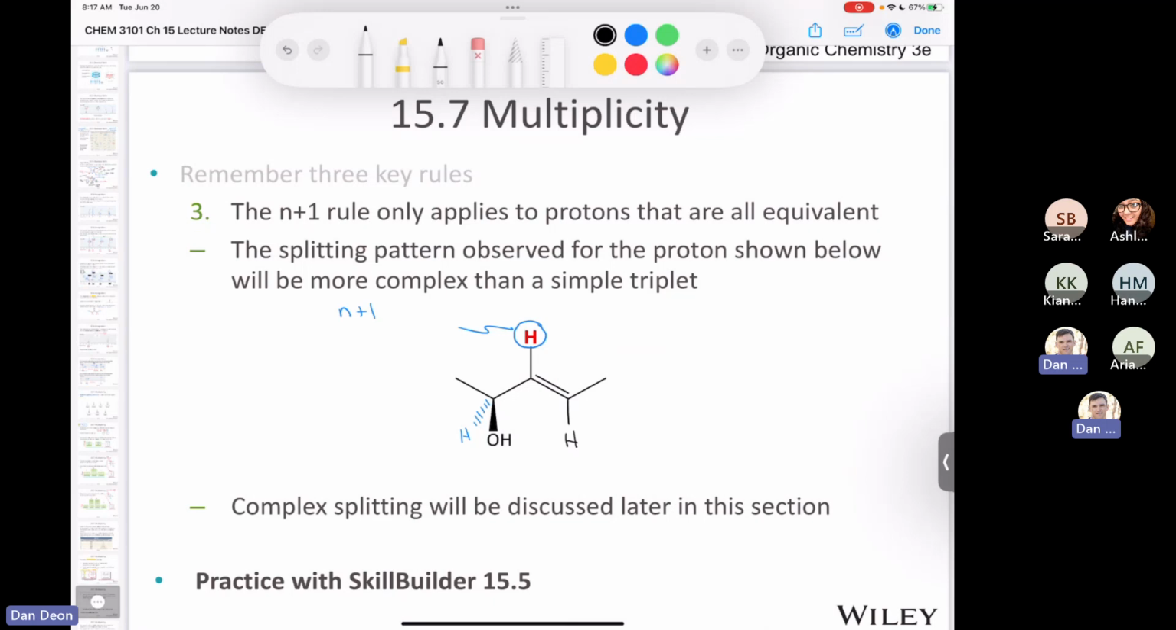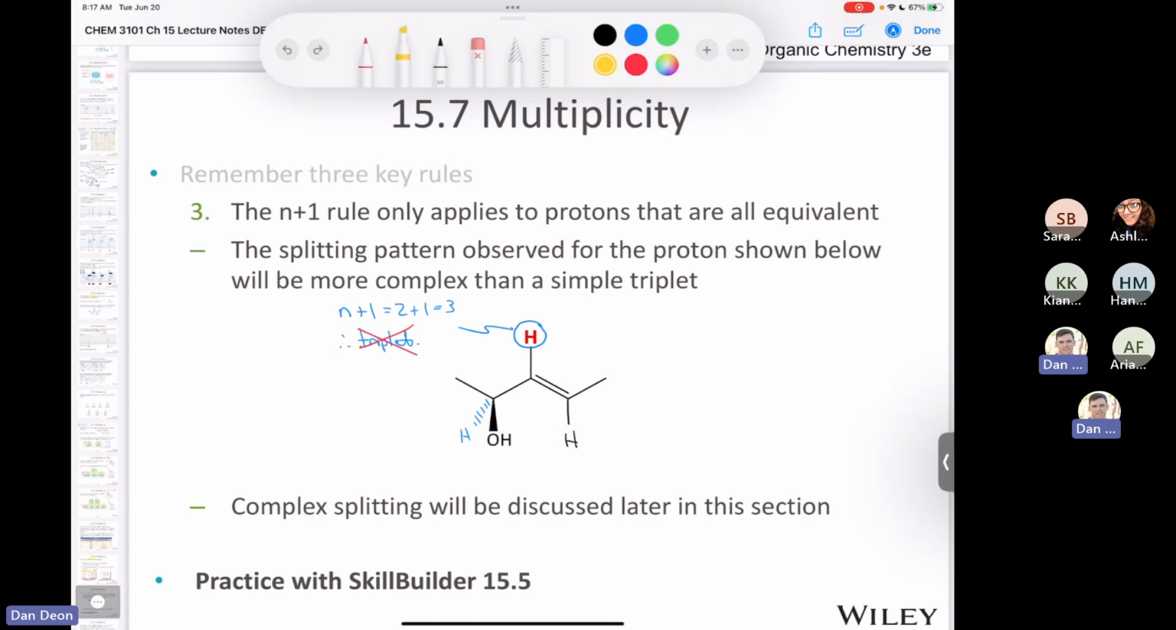So it might be a knee-jerk reaction to say n+1 is equal to 2 + 1, which equals 3, and therefore it's going to be a triplet. But in fact, this is not the case. You actually don't get a triplet here. And the reason why is because the coupling constant between the proton in red and the proton in blue, and the proton in red and the proton in black, those two coupling constants are different. And so instead of appearing as a triplet, this is the way you would think of it.